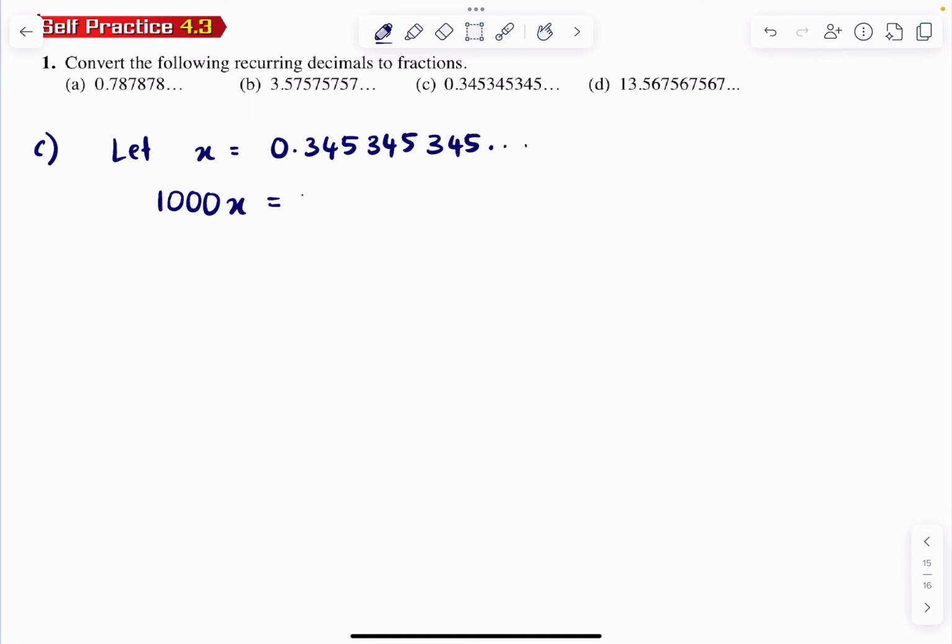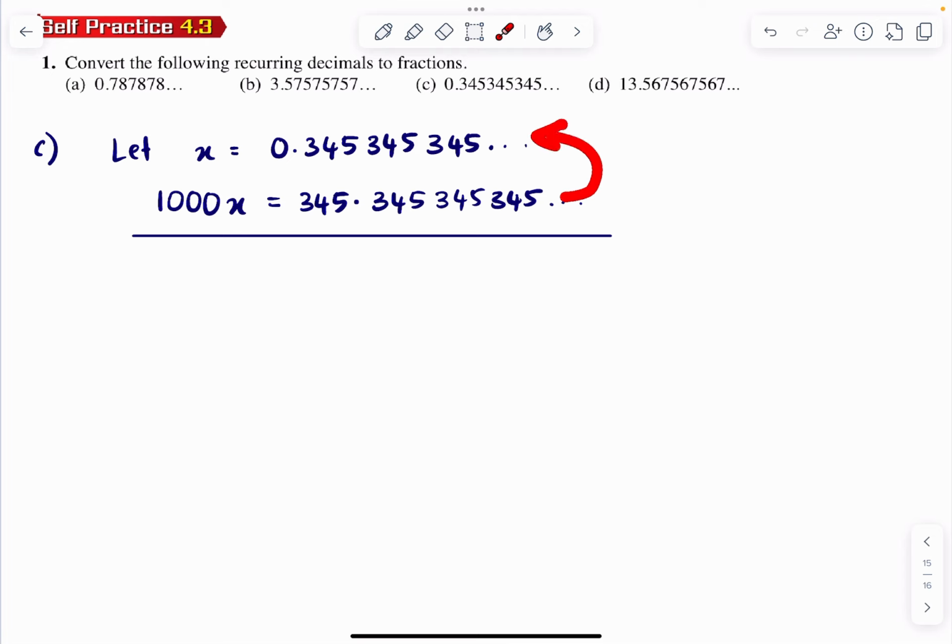So 1000x will be 345.345345345. So here, same thing. This minus this will leave us with 345. 1000x minus x will be 999x. So 345 over 999.